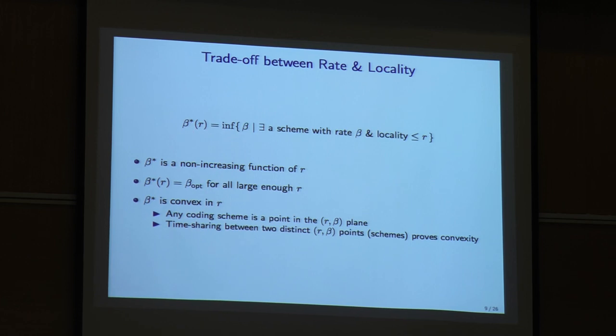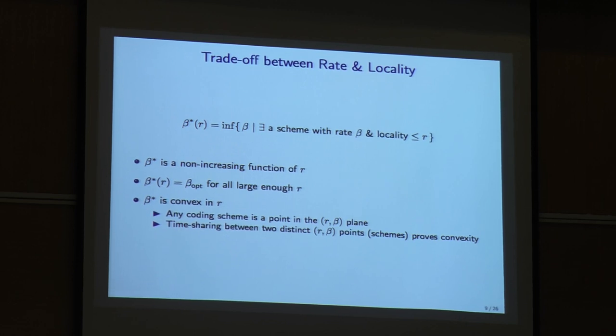This function should be non-increasing in R, because if I increase the value of R, the receivers are okay with downloading more, which means possibly you can achieve a smaller rate. So you have more freedom in designing codes. And if R is large enough, if the receivers don't mind getting penalized by a large amount, you can eventually attain the capacity itself, because the capacity formulation doesn't consider locality. So if R is sufficiently large, you can eventually reach the capacity.